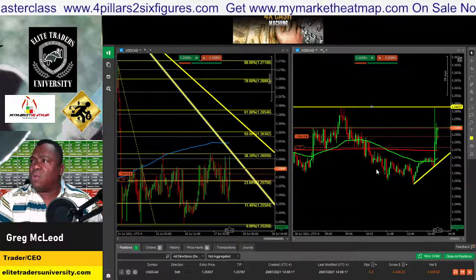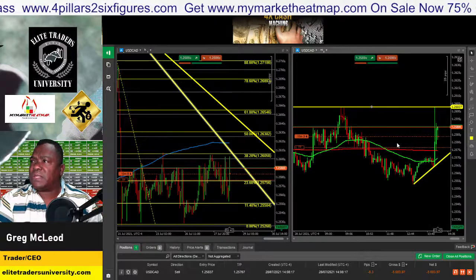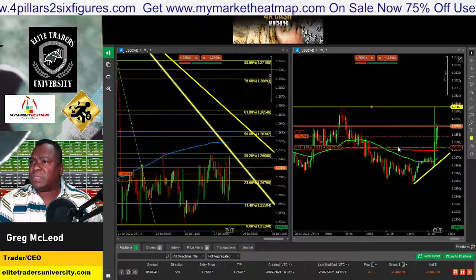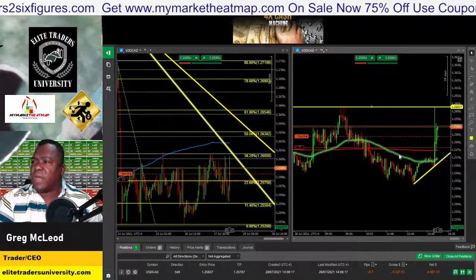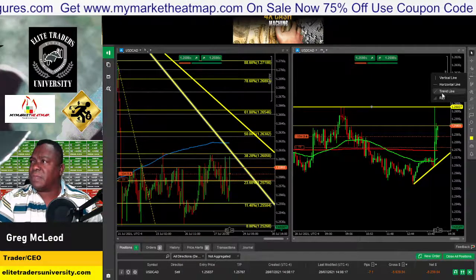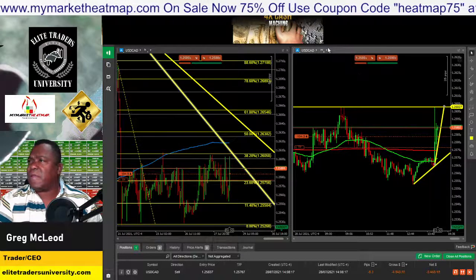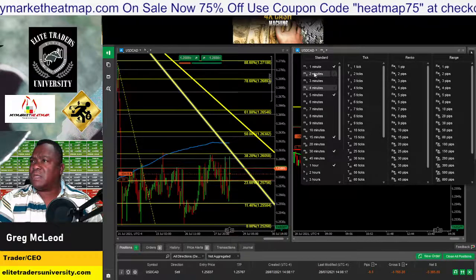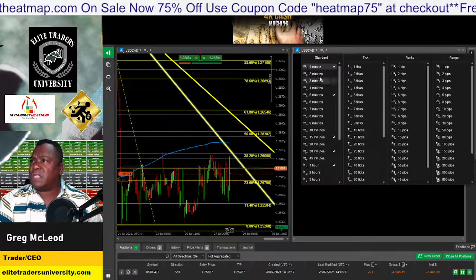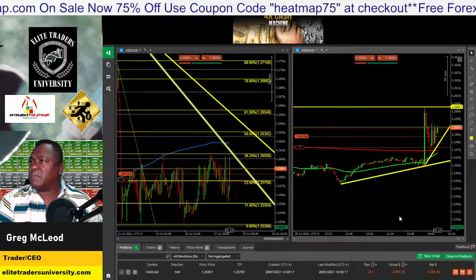Okay. Rejection at 1.2602. A lot of long wicks. And another strong trend line on a 4-minute chart. Actually, let's go to a 1-minute chart and see what's up there. Okay.